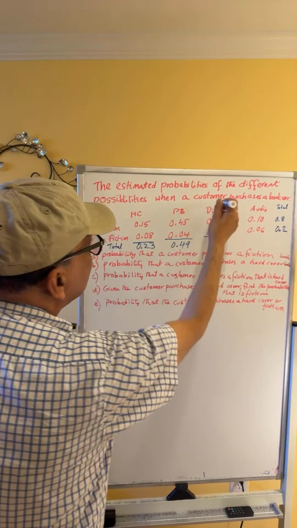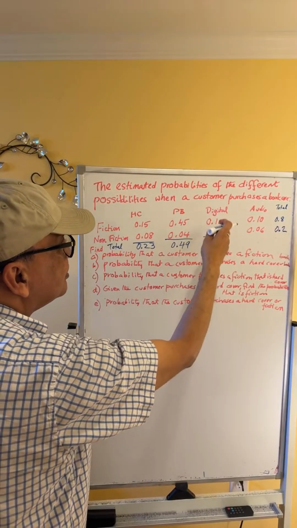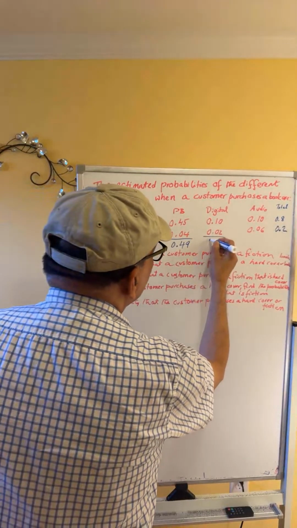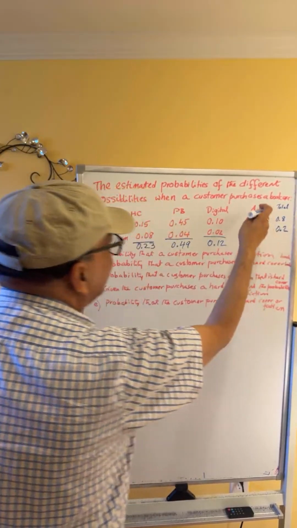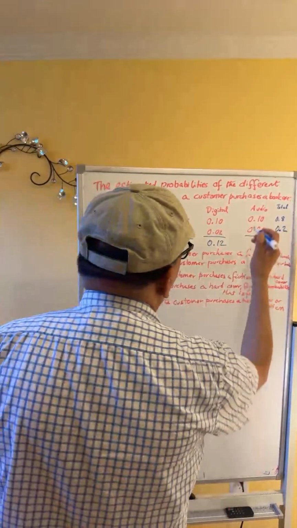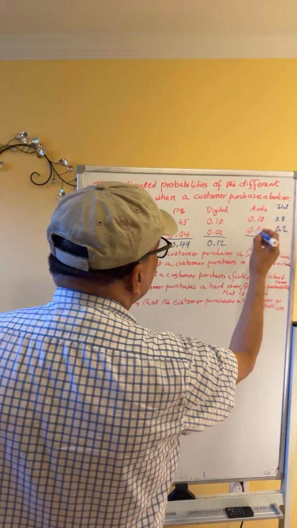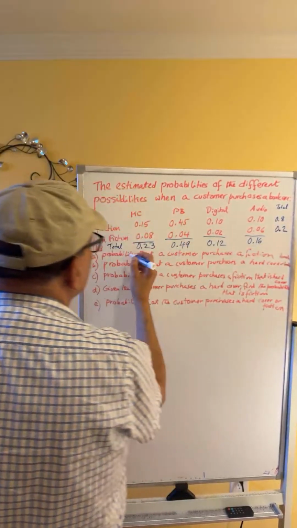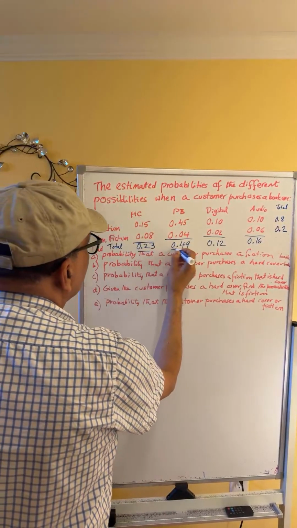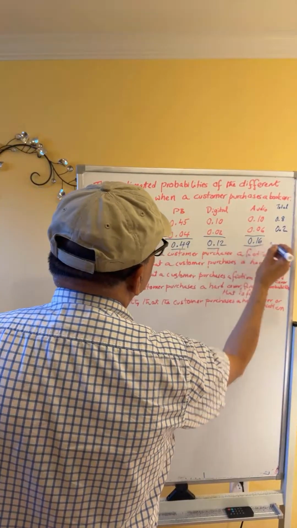Similarly, I do for PB, which is paperback, 0.45 plus 0.04 is 0.49. Then I add the two numbers in the digital column: 0.10 plus 0.02 is 0.12. And I add the two numbers in the audio column, which is 0.10 plus 0.06 is 0.16. So what do these numbers mean?